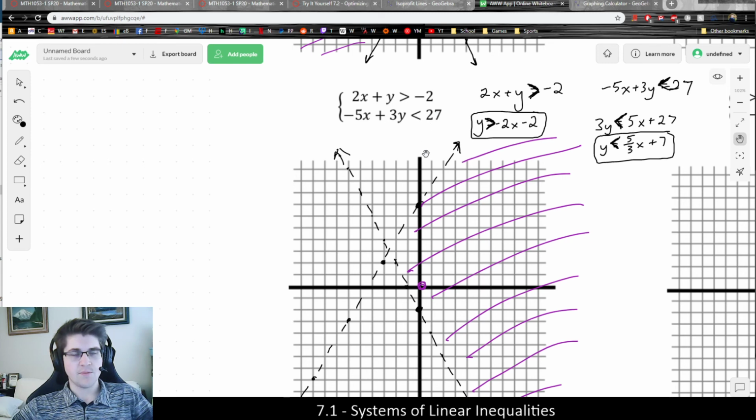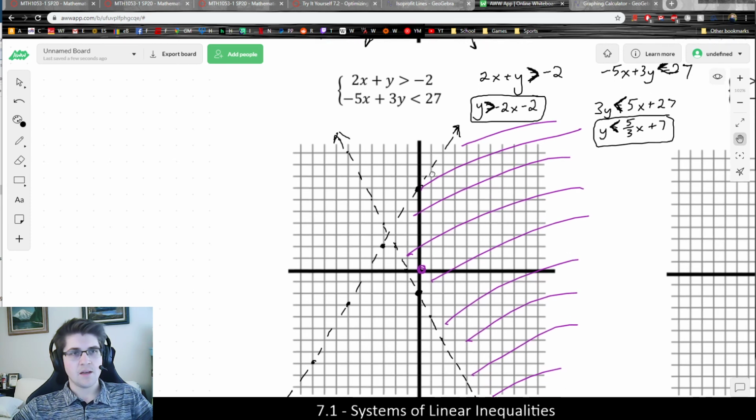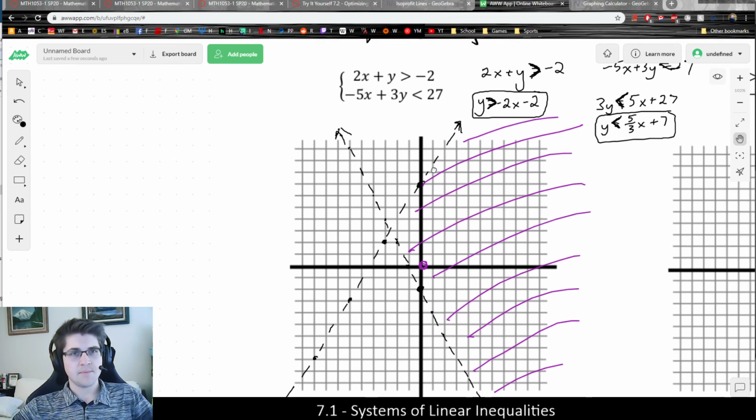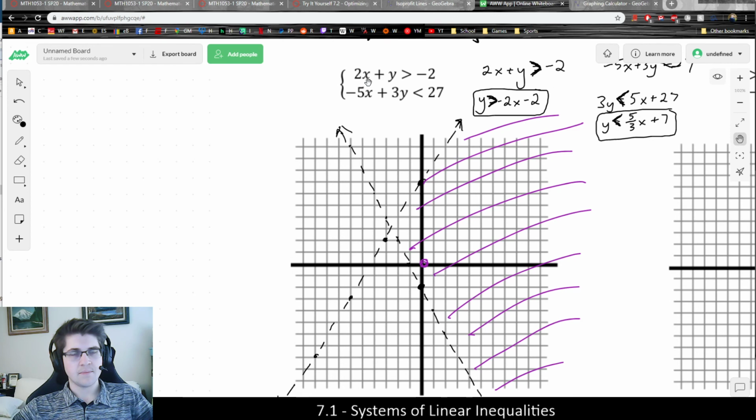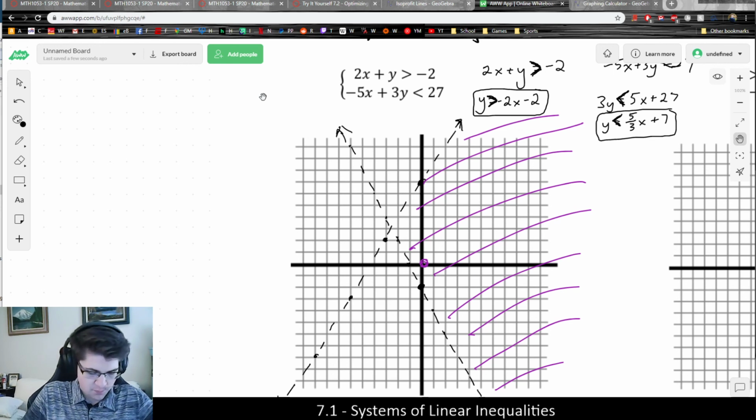So I goofed something up. Oh no, that is right. Sorry, I confused myself, right? 0 is greater than negative 2 because 0 is greater than any negative. And if I plug in 0, 0 here, 0 is less than 27, yes. So I confused myself, but my point stood that any test point in that region should work. And once I find one working test point, I will shade the rest of the region.